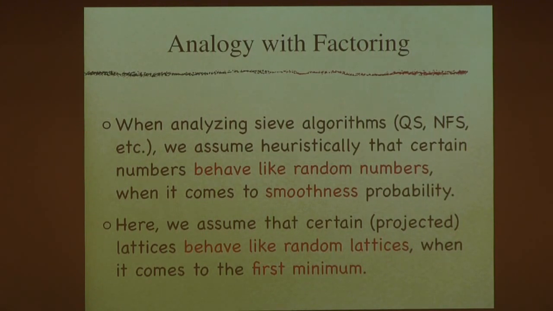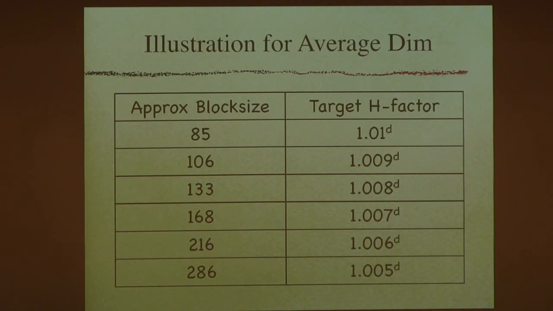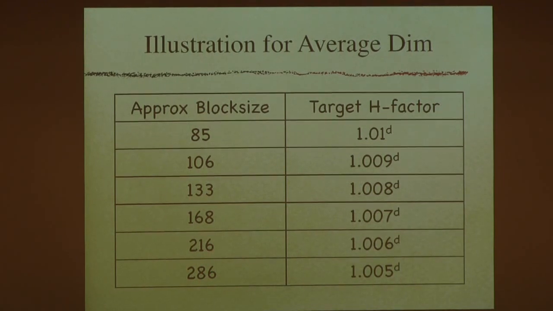Okay? So to illustrate, how does it look? For instance, this is the target Hermite factor you would like to have. Say you want to find a vector as short as 1.008. If you believe in this theory, then you can see that the approximate block size required to find this is 133. Again, don't take this too seriously. It's written 133. It doesn't mean that if you take 132, it's not going to reach this. This is an order of magnitude.